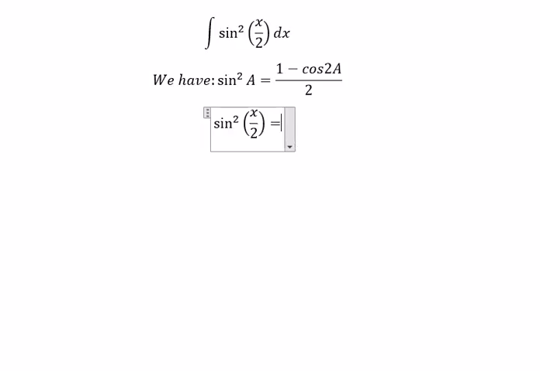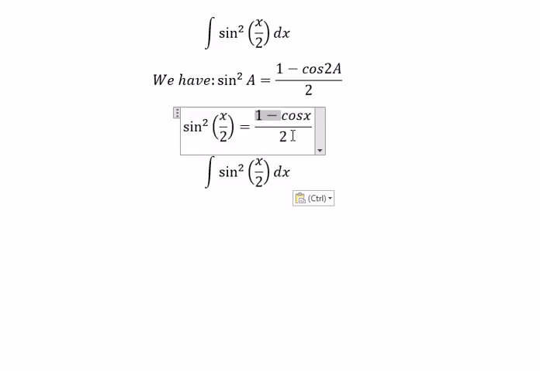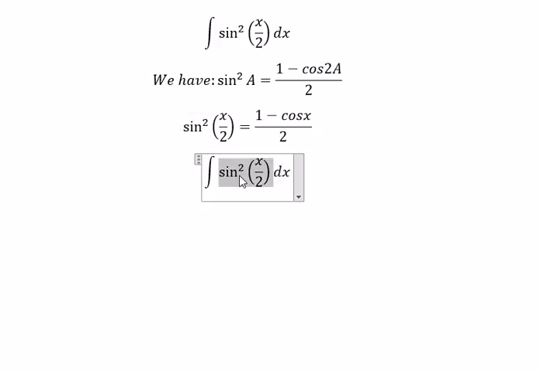So you got about 1 over 1 minus cosine s over 2. So we just change this one in this one. We put 1 over 2 outside.